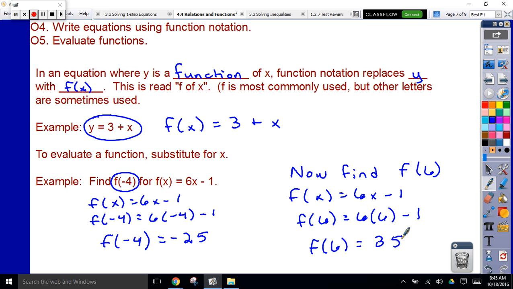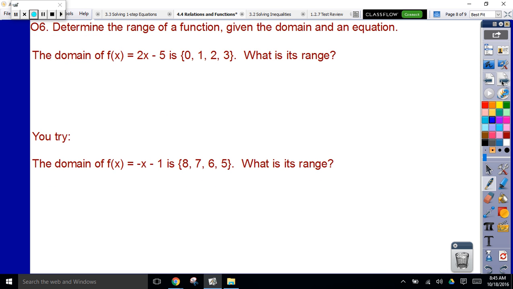Okay, so it's just basic substituting. You're not doing anything fancy. You should end up with the f of whatever the number is at the end. Still good? Okay. Last objective, determine the range of a function given the domain and an equation.